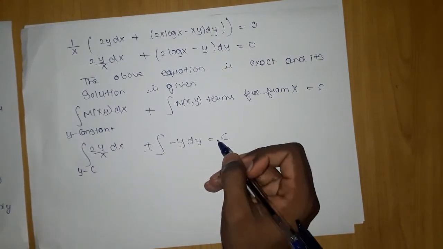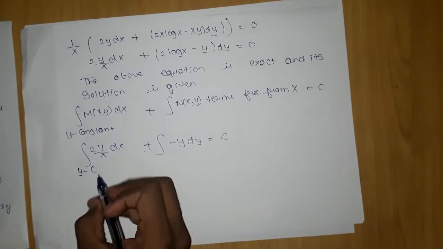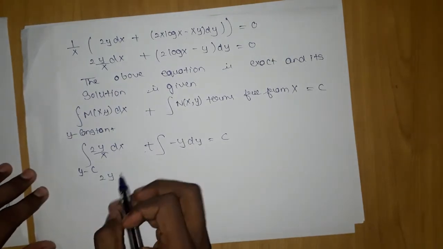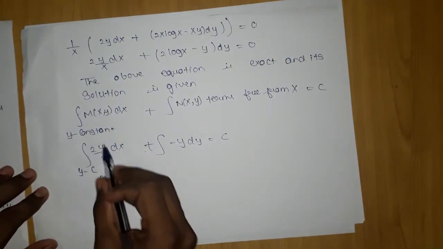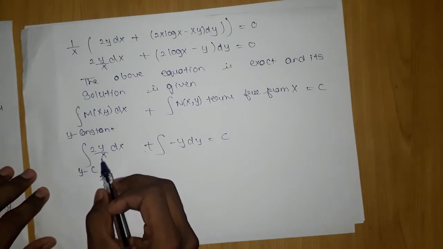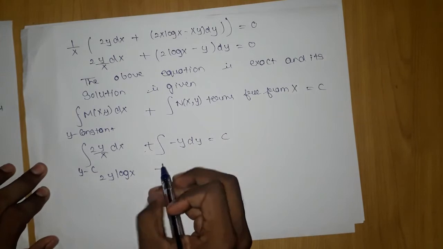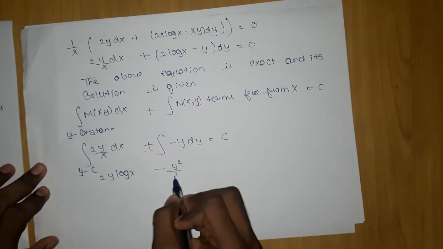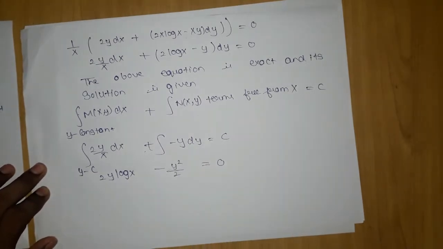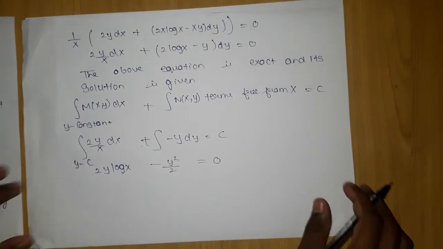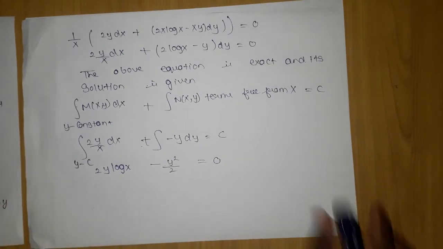It will be constant. The moment you do that and integrate, what you are going to get? 2y, this is constant, only this thing you are going to integrate, which is log x. And the integral of the other term is nothing but minus y square by 2, which will give you your final answer. So hope you have understood this question properly. It was a very simple question. Now let's move on to the next question.